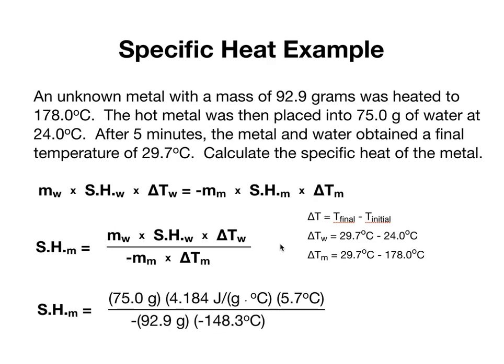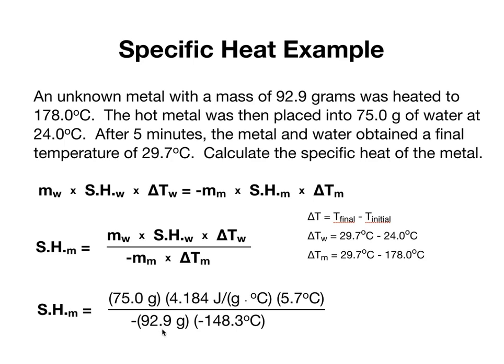Okay? So what we simply do is substitute into this equation the mass of the water. We get that from the problem, 75 grams. The specific heat of water, that was on the previous slide, is always 4.184 joules per gram per degree Celsius. When you calculate the temperature change of the water, you get 5.7 degrees Celsius. We can't forget this negative here.